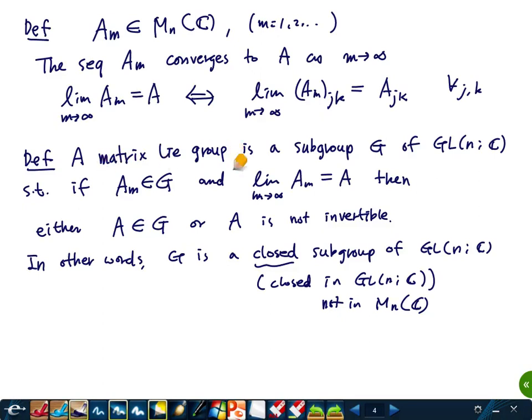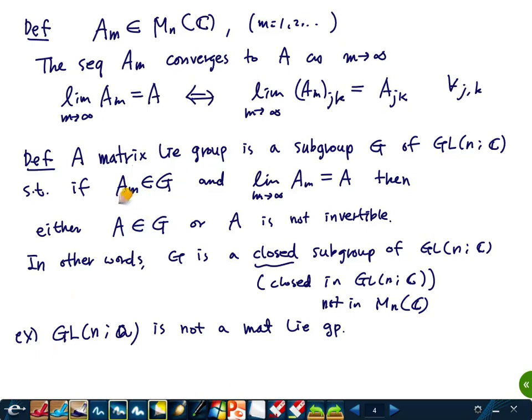Let's look at a non-example. So, for example, GL_n(Q), the group of n by n matrices whose entries are rational numbers. This is not a matrix Lie group. Why? It is a subgroup for sure. It is contained in this group and it is closed under multiplication. But why is it not a matrix Lie group?